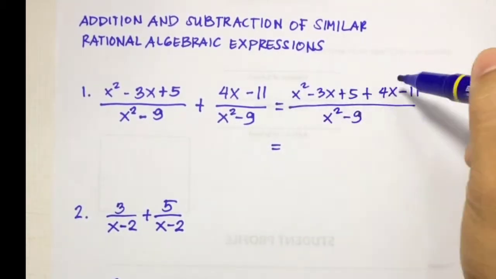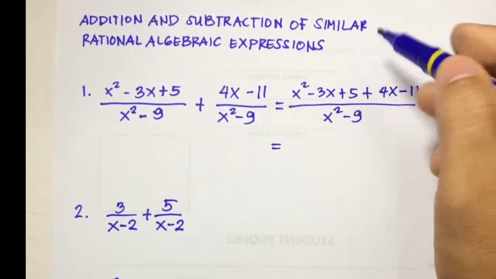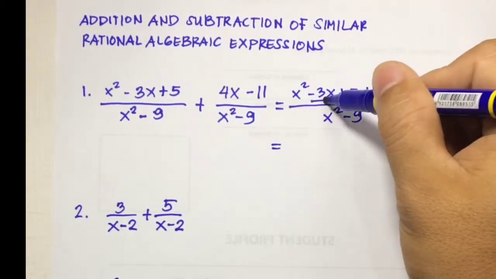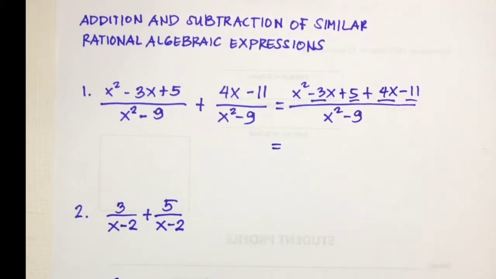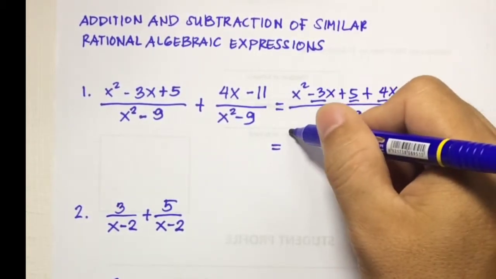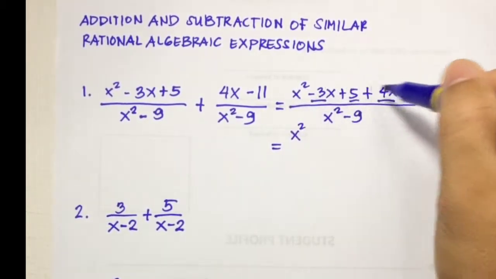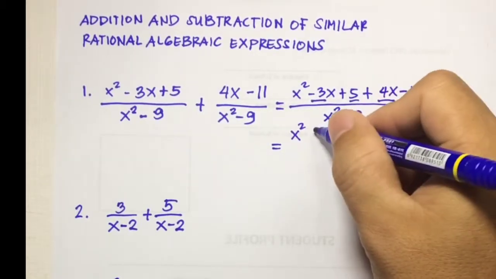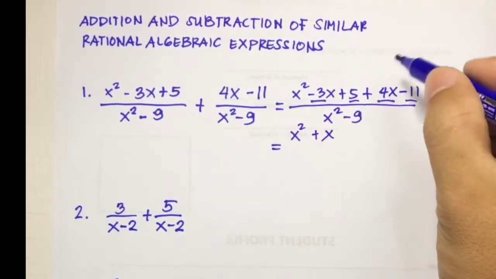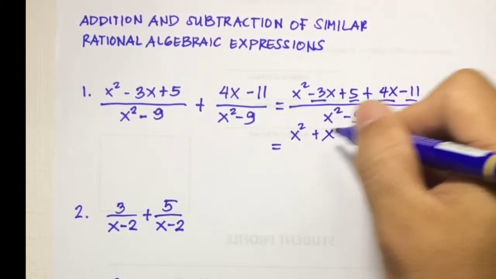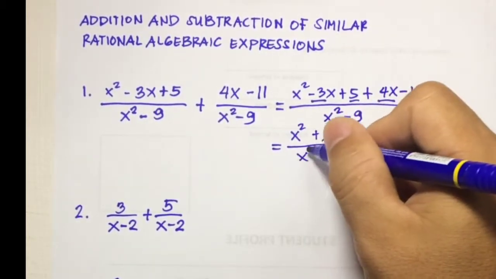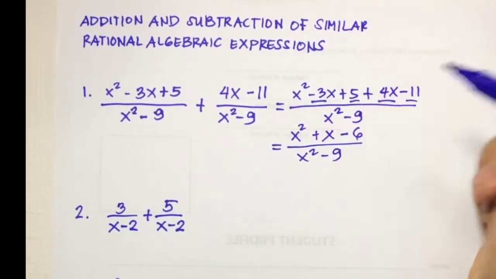Then combining similar terms, or like terms, you have here negative 3x and 4x, and 5 and negative 11. So we're going to copy x squared. Then negative 3x plus 4x is x, so plus x. Then 5 minus 11 is negative 6, over x squared minus 9.